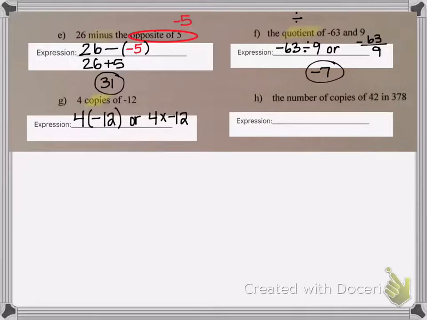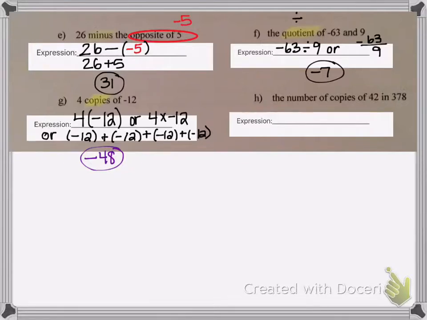There's also another way you could write this expression. If you have 4 copies of negative 12, you have negative 12 plus negative 12 plus negative 12 plus negative 12. No matter how you write it, the answer is negative 48.